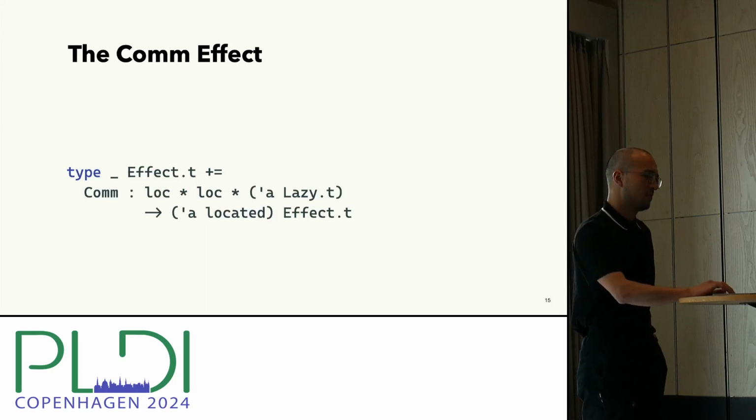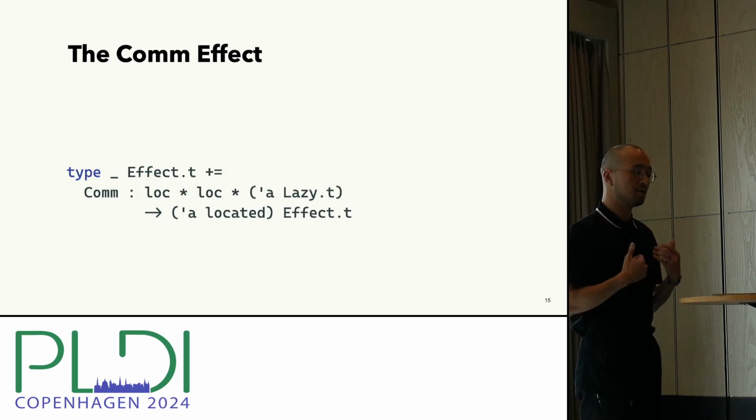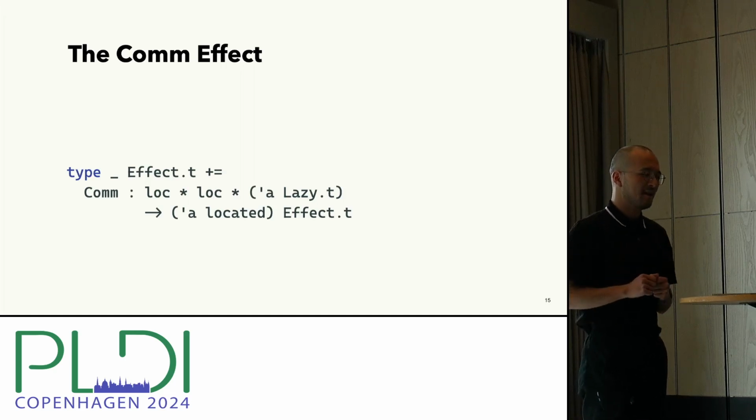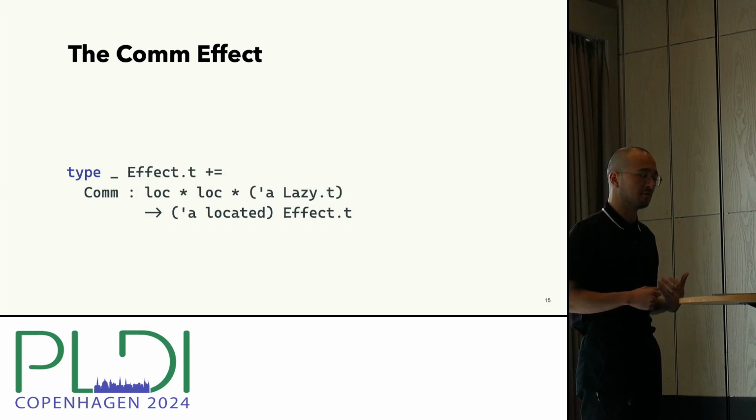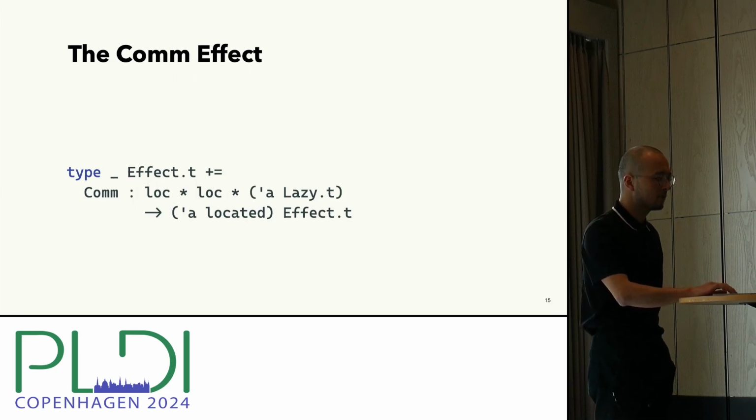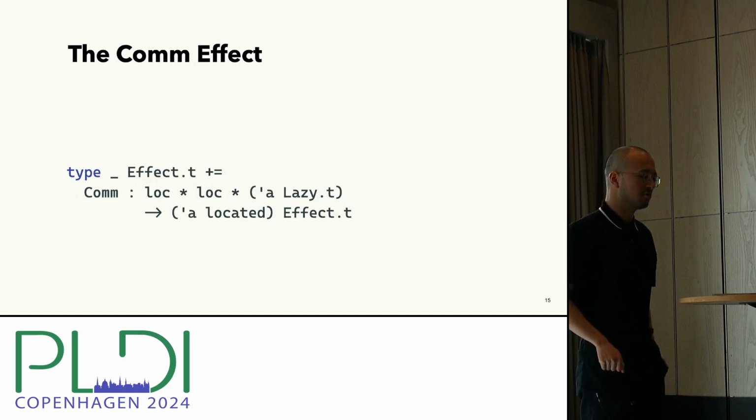So here, we extend effect t with a new constructor Com. The Com constructor takes two locations representing the sender and the receiver, respectively, a message of arbitrary type A marked as lazy, and returns a located value of type A. So here, loc is our location type. It can be as simple as plain strings or anything with decidable equality.